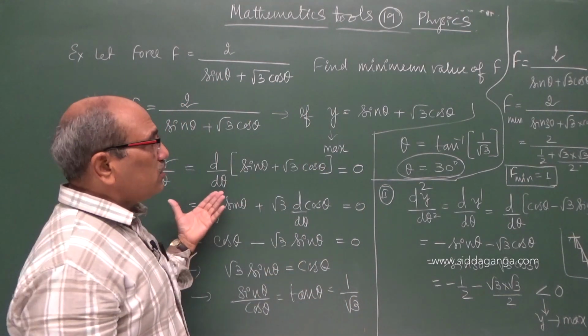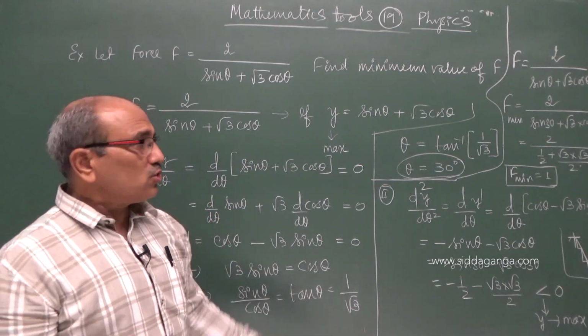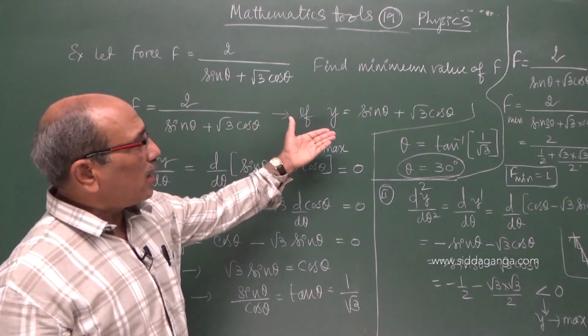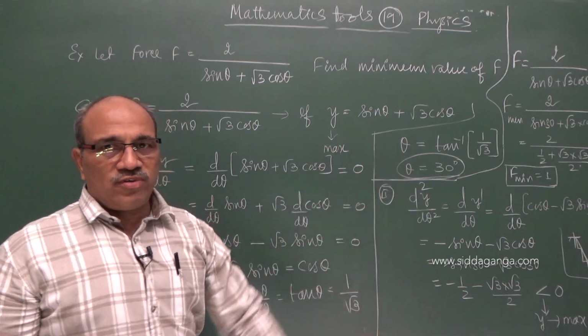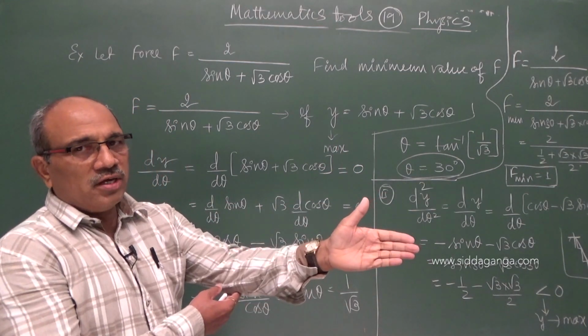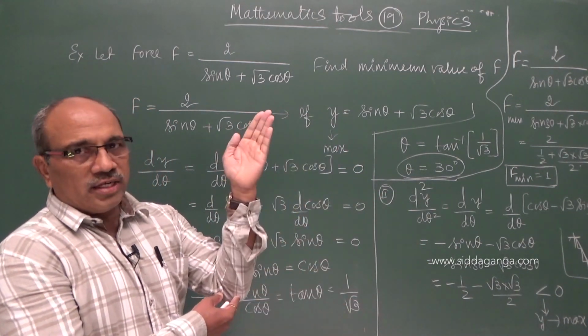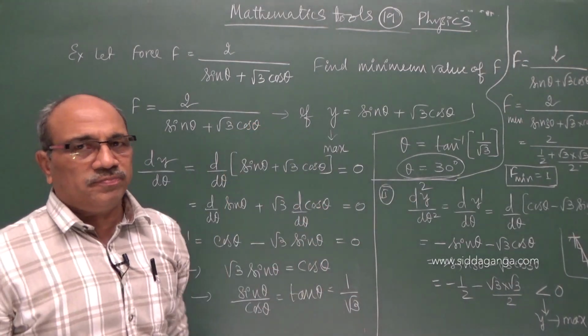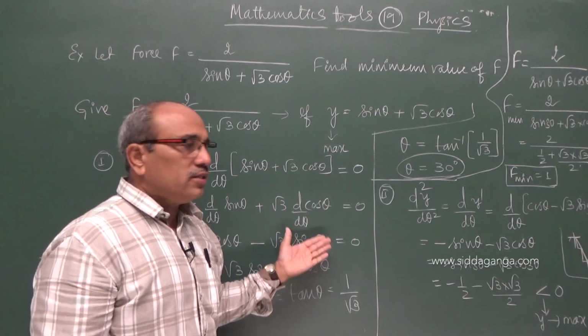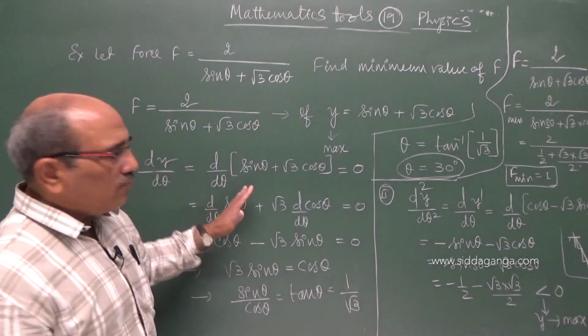So this is how the differential operator is used to find the force, at what angle it takes the minimum value. When you apply a force on a body, at what angle you apply that force, the force becomes minimum. That's what we took here. We can take another example. Have a glance at it.